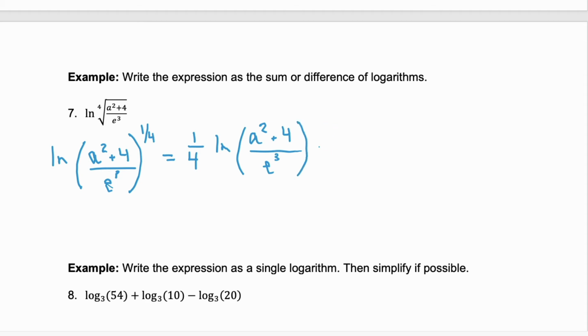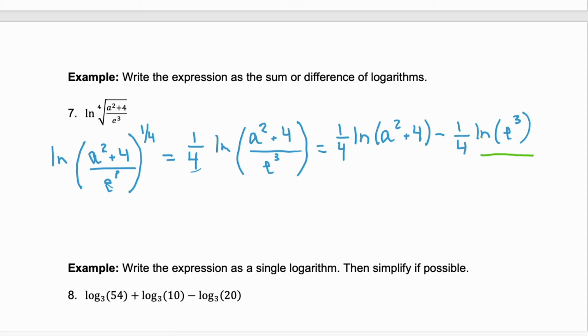Now we can use the quotient property to break up that fraction. We have 1/4 times the natural log of the numerator minus 1/4, because remember this 1/4 is times that whole natural log, so 1/4 times the natural log of the denominator. But we're not done. Look at this very last term.